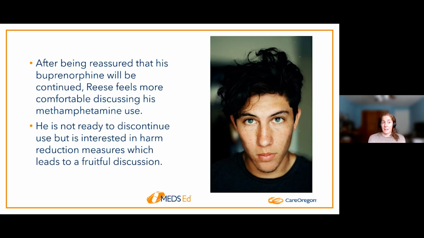So for Reese's case, after being reassured that his buprenorphine will be continued, Reese feels more comfortable discussing his methamphetamine use. He says he's not ready to discontinue use, but he is interested in harm reduction measures, which leads to a very fruitful discussion about how he can reduce his risk of harm with continuing to use methamphetamine. And I think that this is an important point. If we can keep him engaged in treatment, we can keep him stable on his medication for opioid use disorder, we can decrease his risk for harm.